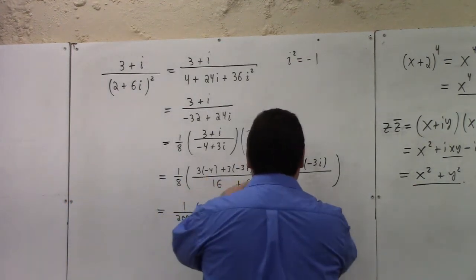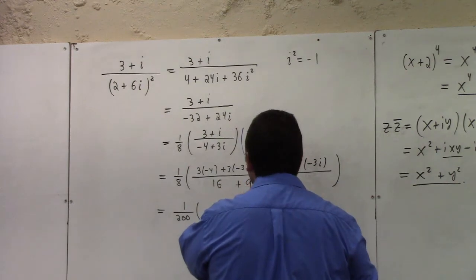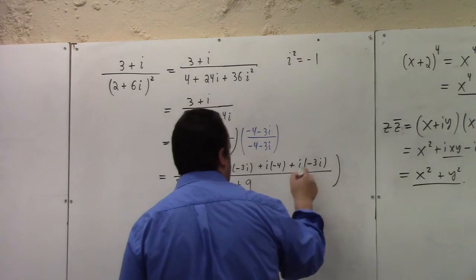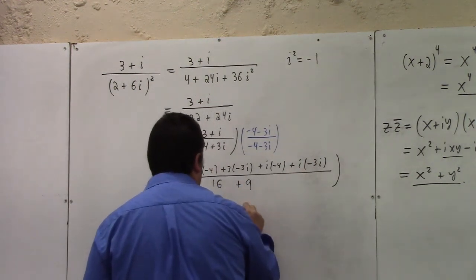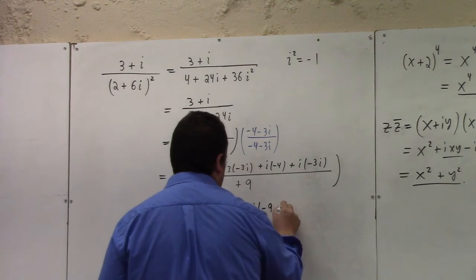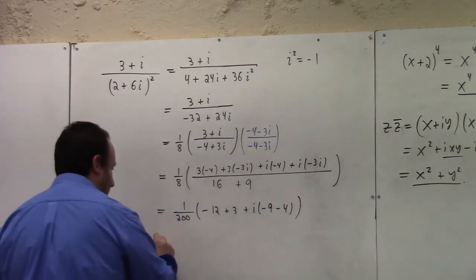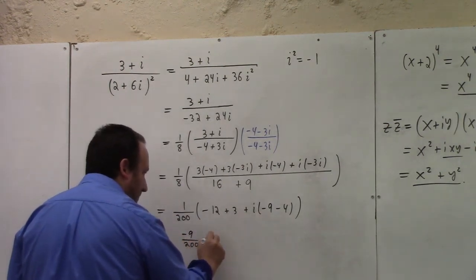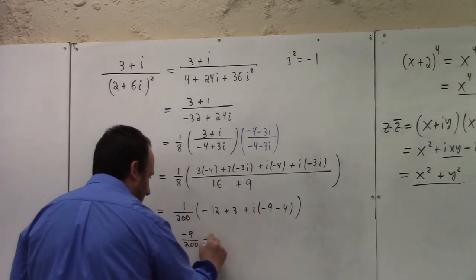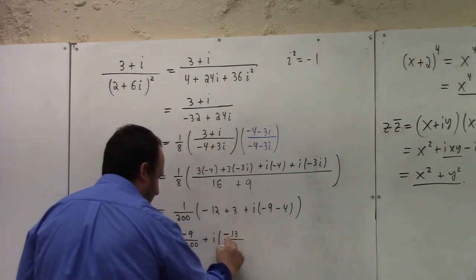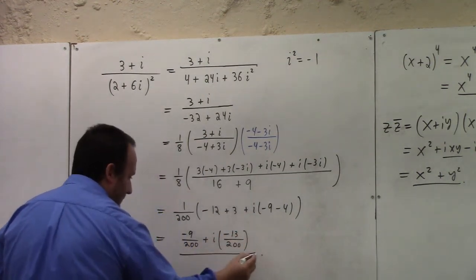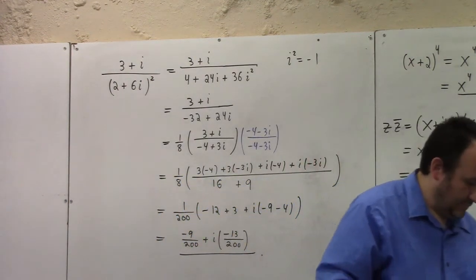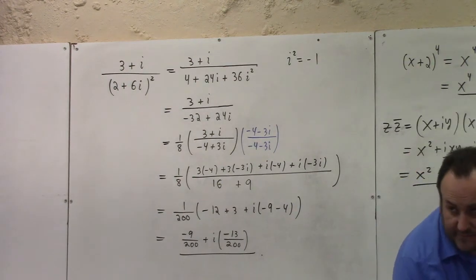Anyway, minus 12. We got minus 12. This gives me plus 3. So it looks like I've got minus 9 over 200 plus i times minus 13 over 200. How can you check your answer on a problem like this?